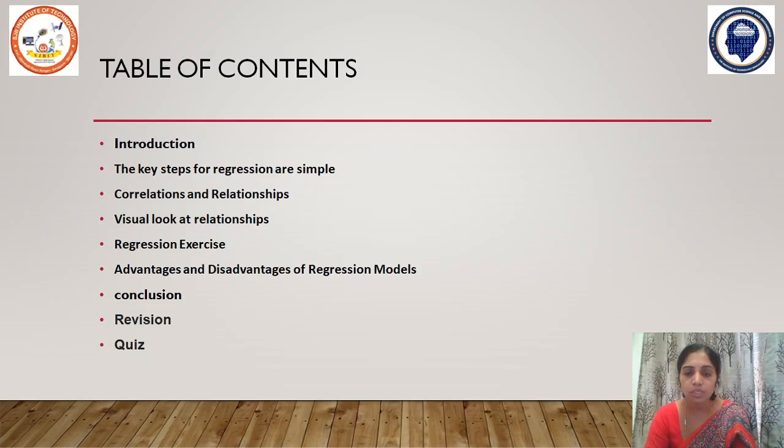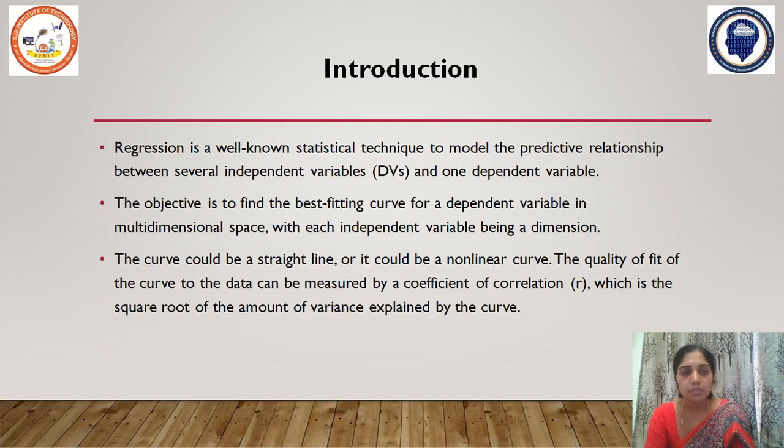Introduction. Regression is a well-known statistical technique used to model the predictive relationship between several independent variables and one dependent variable. The objective is to find the best fitting curve for a dependent variable in a multi-dimensional space, with each independent variable being a dimension. The curve could be a straight line or it could be a non-linear curve. The quality of the fit of the curve to the data can be measured by the coefficient of correlation, that is R, which is the square root of the amount of variance explained by the curve.